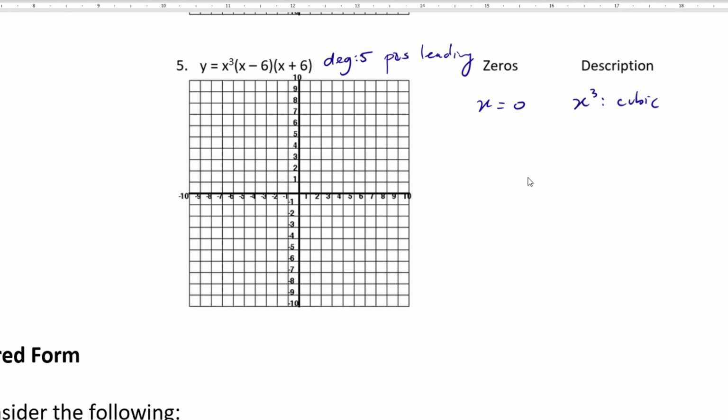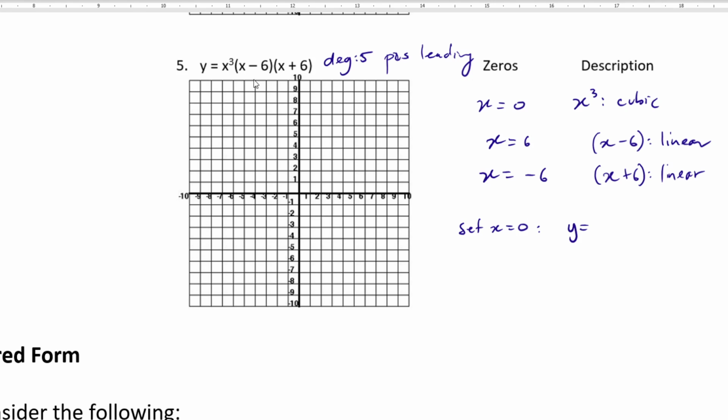So cubic behavior around x is equal to 0, and then I've got x is equal to 6. So x minus 6, it's going to behave linearly through that 0, and x is equal to -6. So it's also going to behave linearly through that one as well, because these are both raised to the power of 1. Okay, the other thing that I need to do is I need to plot my y-intercept. So I need to set x equal to 0. And if I do that, I've got 0, 0 minus 6, 0 plus 6, so y would equal 0. So my y-intercept is also at (0, 0).